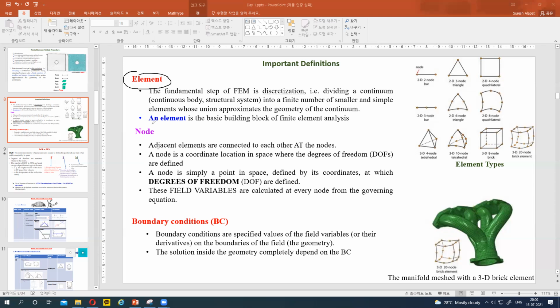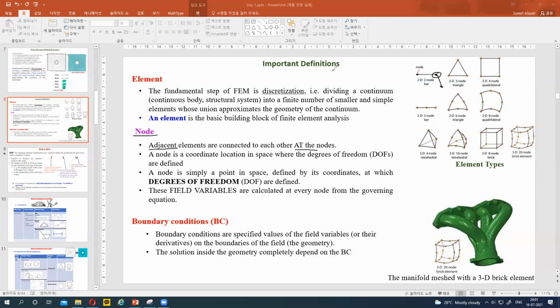So an element is the basic building block of finite element analysis. When we zoom in, it can look like this. That is the element, or mesh. Here we have an element, and there is a connection point. When we have another element, the connection point between the 2 elements is called a node. The adjacent elements are connected to each other by using nodes.